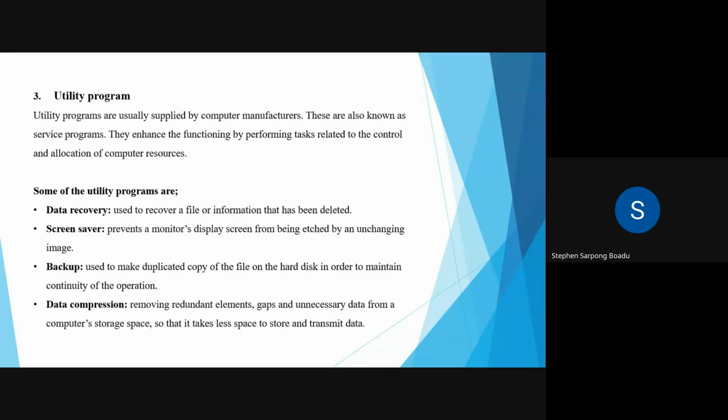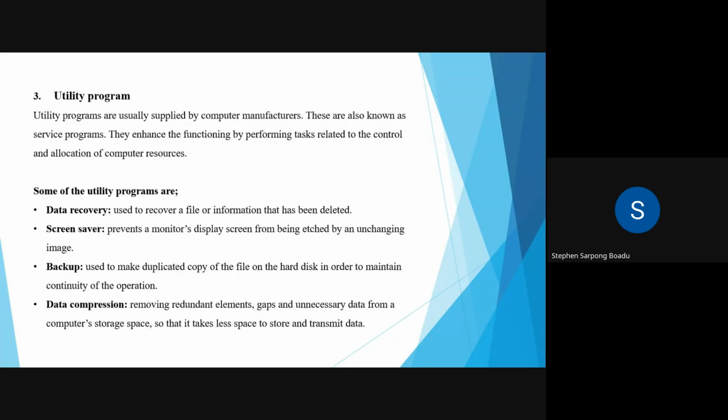It just creates a duplicate copy of the file or data and stores it in another location, so that when you lose the original, you can get it back. So it prevents data loss, and it also helps maintain the continuity of work if the original data is lost. Then the next one is data compression.